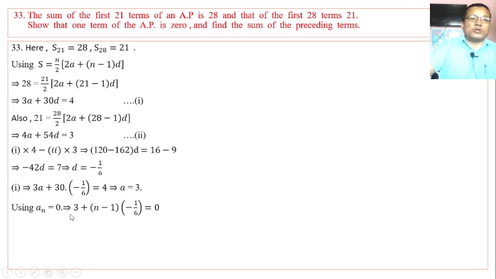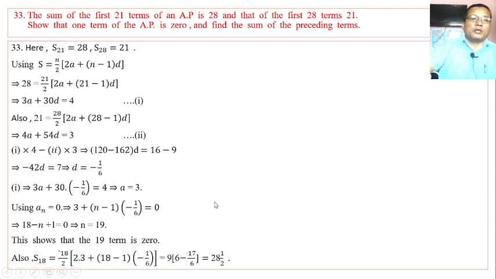the value of the nth term is 0, so we have the first term plus n minus 1 times the common difference. See, the value of n is 19. This shows that the 19th term is 0. So the value of the 19th term of the AP is 0. Now we need the sum of the first 18 terms before it.